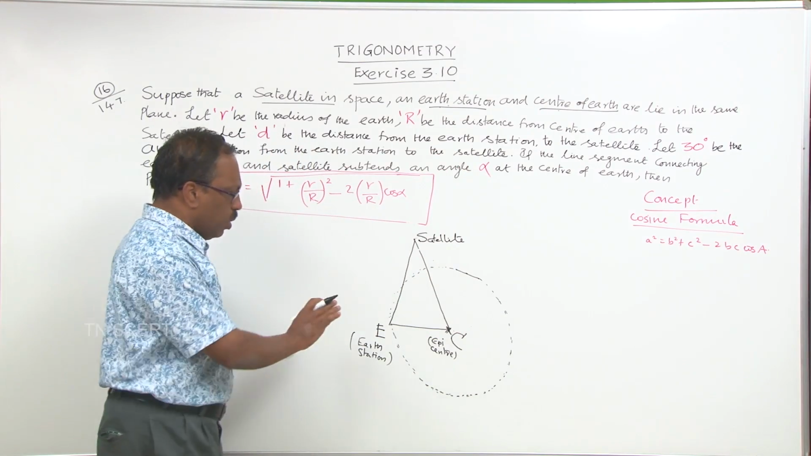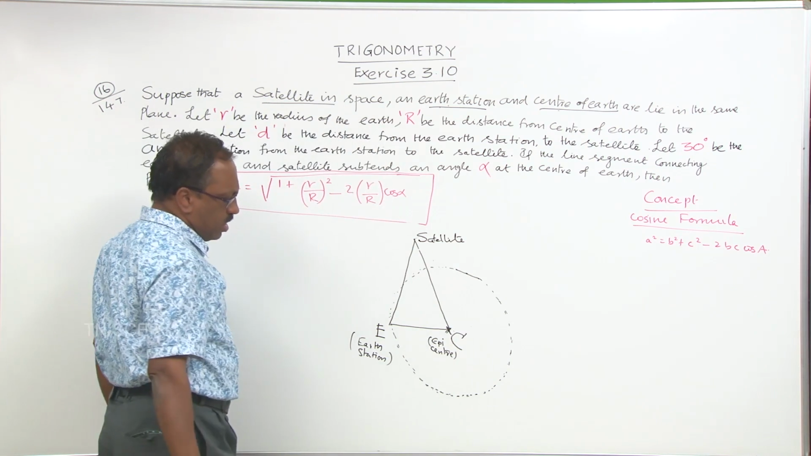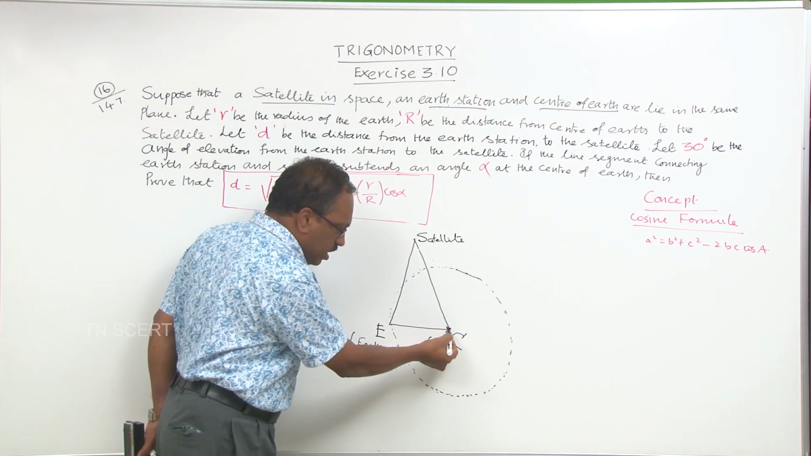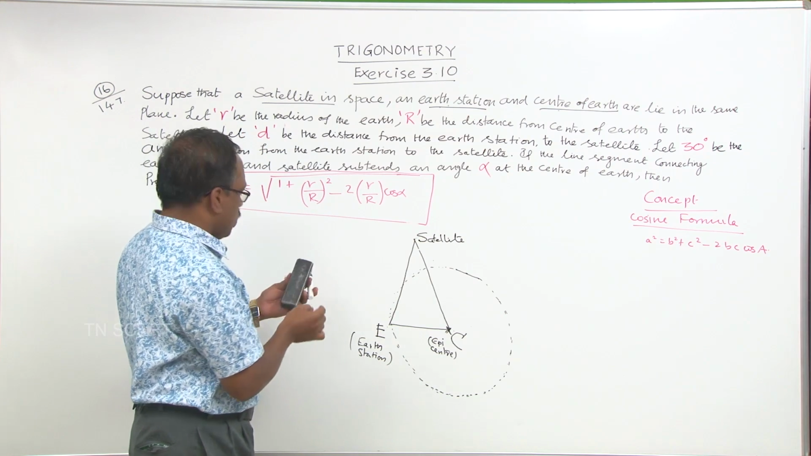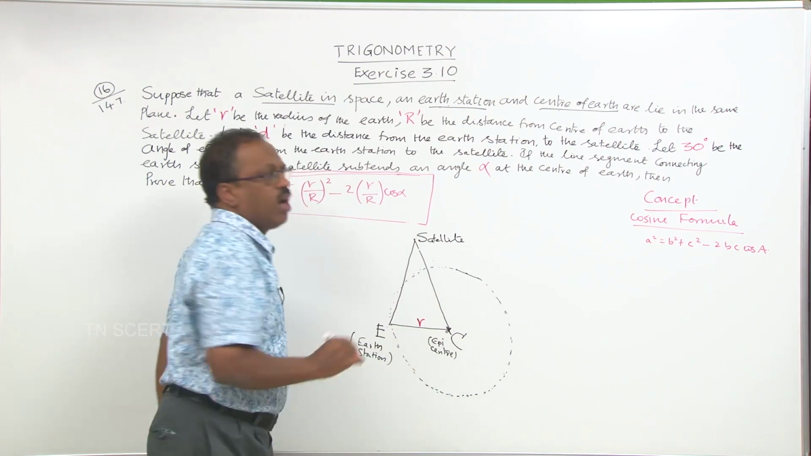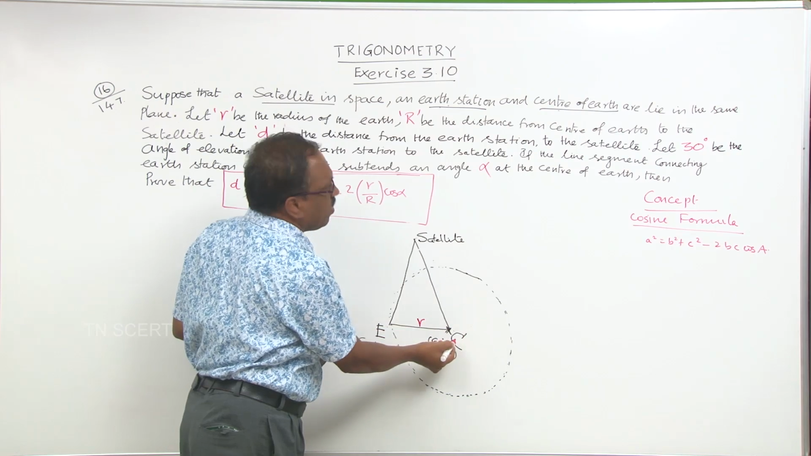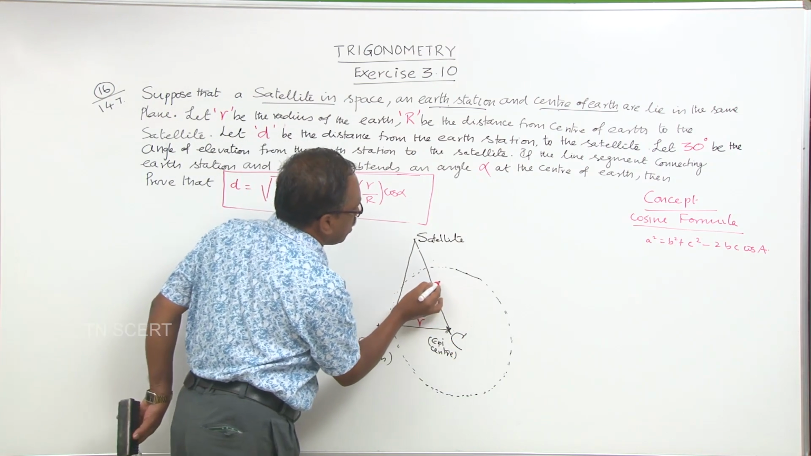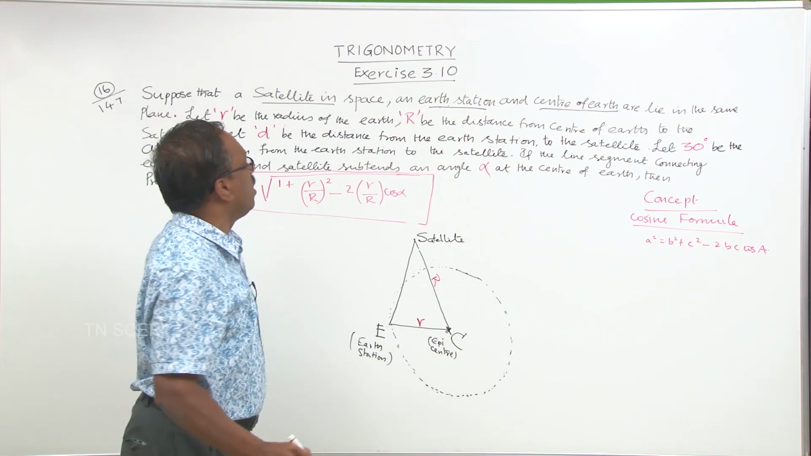Now see, notice this problem. Let small r be the radius of the earth. The radius of the earth is from the center of the earth to the earth station, which we take as small r. And capital R is the distance from the center of earth to the satellite. So this is nothing but capital R. This is what is given here.